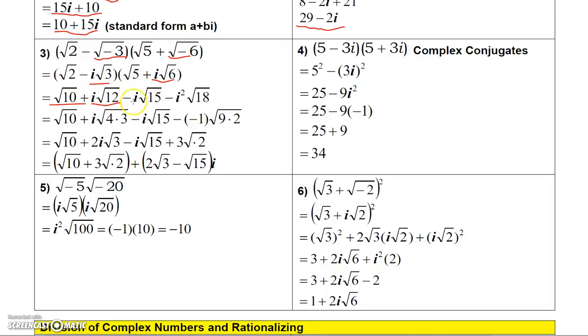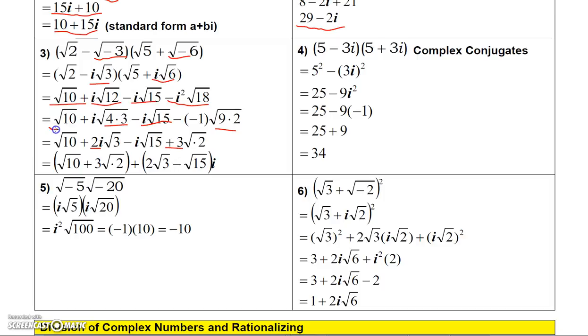Minus i square root of 3 times square root of 5 is minus i square root of 15. And then minus i square root of 3 times i square root of 6 is minus i squared square root of 18. And then I have square root of 10 plus i square root of 12, but I wrote 12 as 4 times 3, minus i square root of 15, and then minus negative 1, because i squared is negative 1. Square root of 18 is 9 times 2, so it's square root of 9 times 2. And then here, the square root of 4 is 2, so I can take that out. Here, the square root of 9 is 3. And notice it's plus because I had a minus, there's plus.